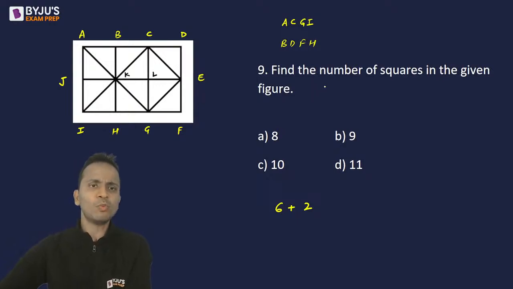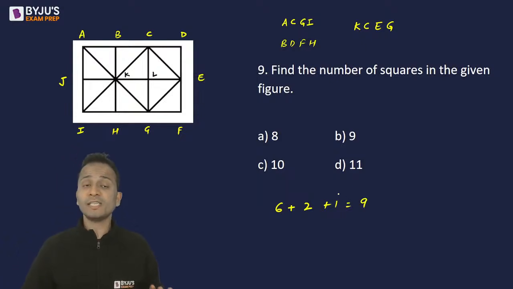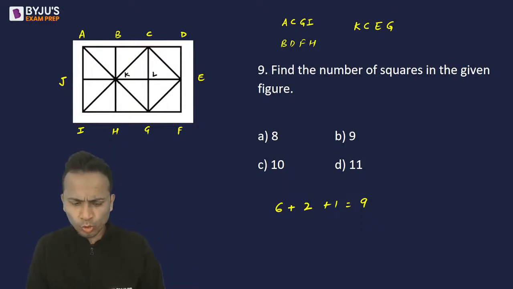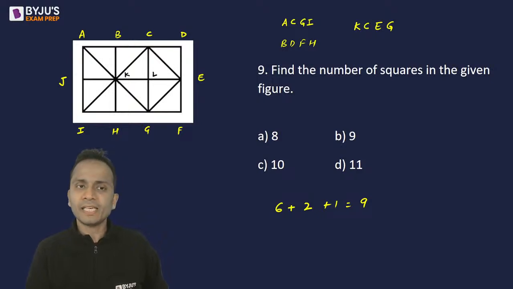And I can see one more square which is KCEG. So look at these squares, plus 1, that is a total of 9. Now I cannot see any other square. So can you show me any other square? Sonu, you are saying the number of squares is 11. So does Shraddha. So other than these squares, can you show me any other square?